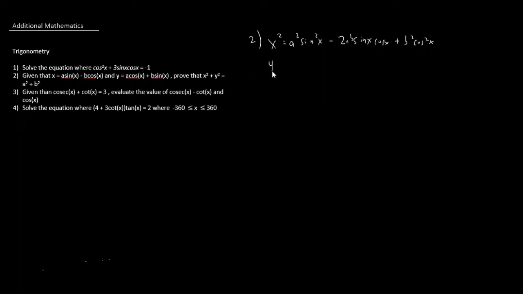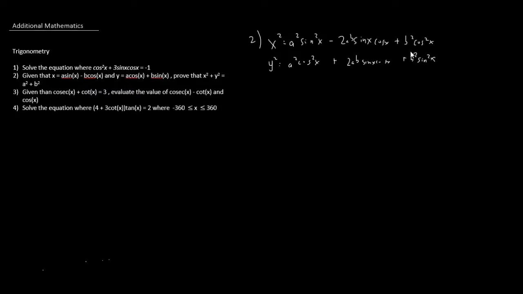And here, if we just square y, that will give us a squared cos squared x plus 2ab sin x cos x plus b squared sin squared x.